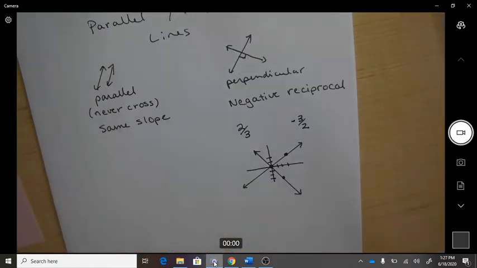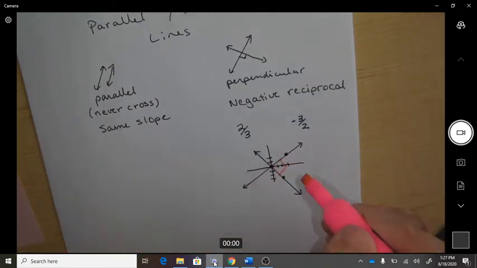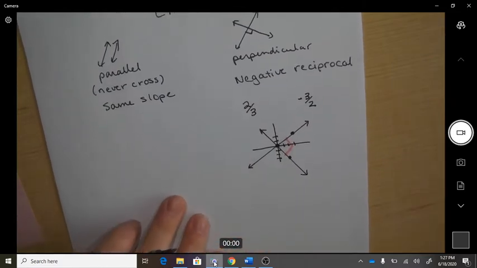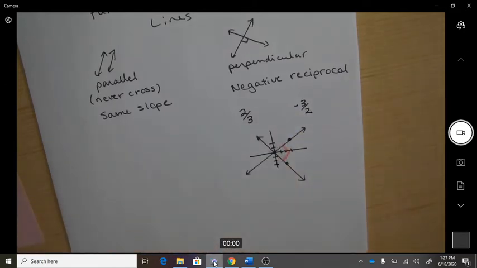Okay, can you see how that works? Does that look like it would be a 90-degree angle, minus my bad drawings? Okay, so negative reciprocal. Switch the parts of the fraction, and if it's negative, make it positive. If it's positive, make it negative.